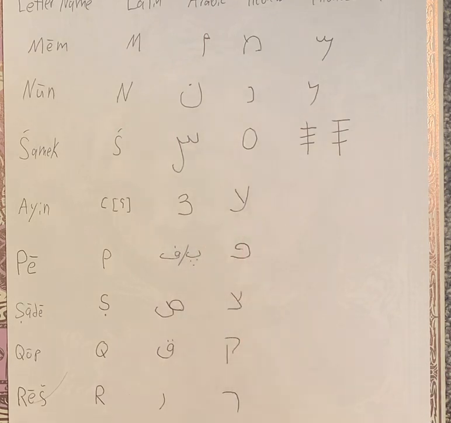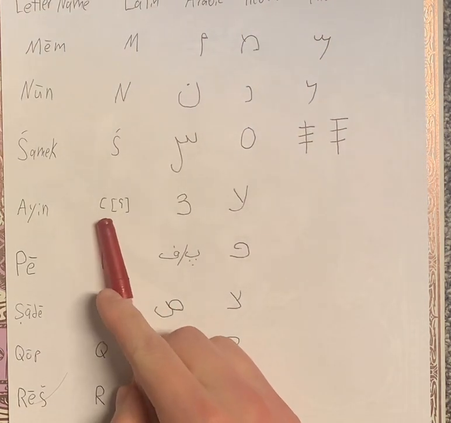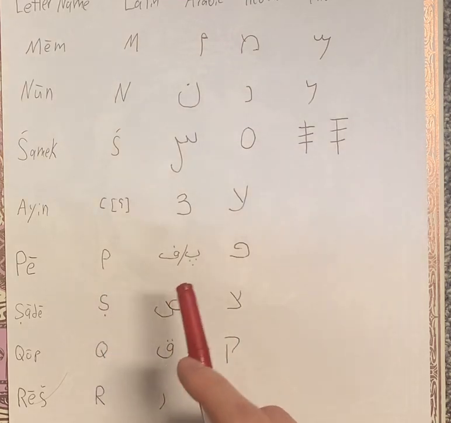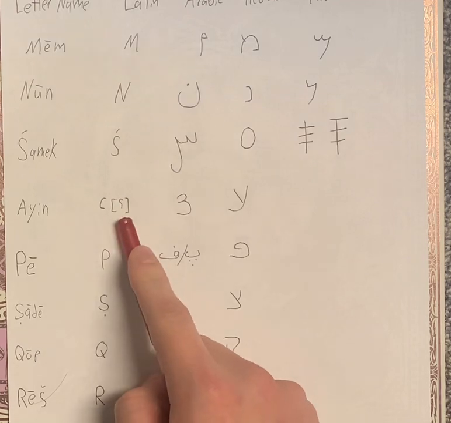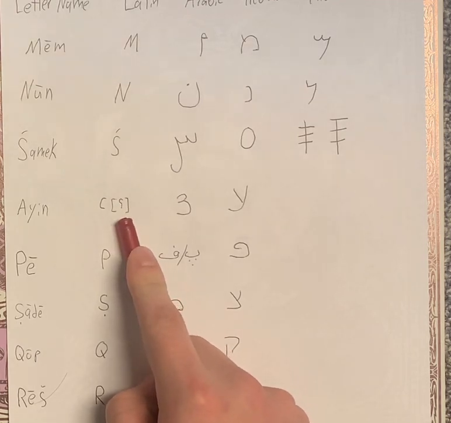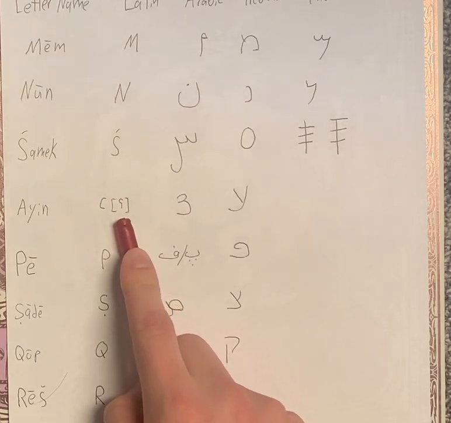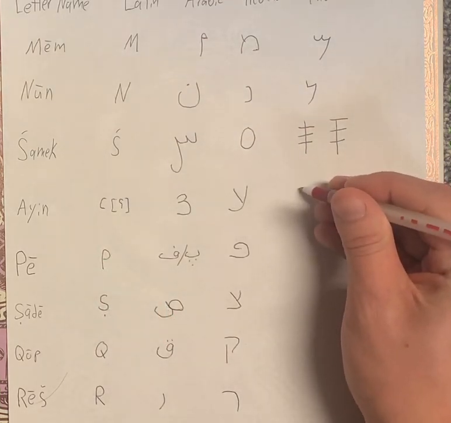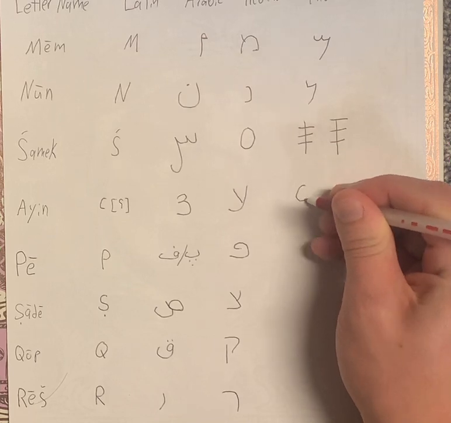It's a back of the throat kind of sound. We transliterate with this backwards apostrophe that opens to the right, or in the International Phonetic Alphabet with this backwards question mark without a dot. And it's just a circle.